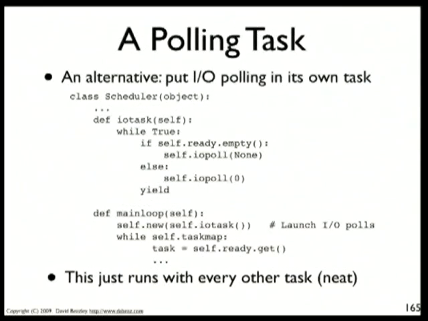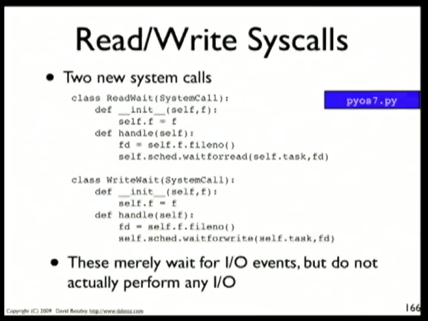And so what you do is you instrument this scheduler where you have two holding areas for reading and writing. You've got this little I/O poller that just checks to see whether data is available. You have this little I/O task which just sits there and polls for I/O. And then what you do is you write two system calls, read wait and write wait. And all these do, they actually do nothing whatsoever except take a task and put it into the waiting area.